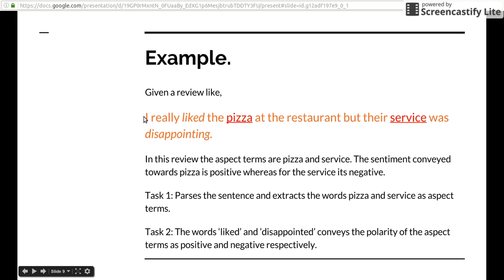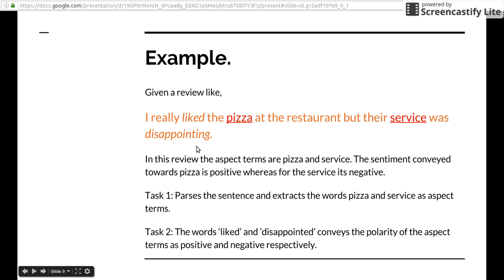Here we look at an example. I really liked the pizza at the restaurant, but the service was disappointing. This is a typical review we find at any restaurant review. In this review, the aspect terms are pizza and service, which are extracted in task 1. The sentiment conveyed towards pizza is positive, whereas sentiment conveyed towards service is negative.